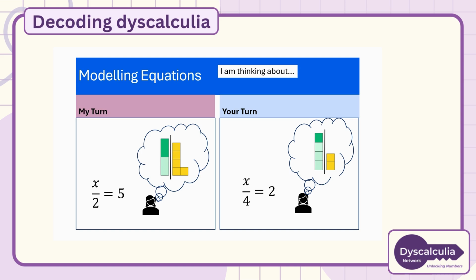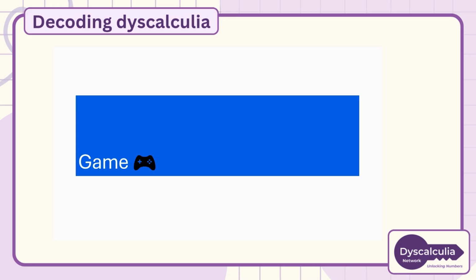Did you get this? Were you thinking about a positive x tile divided into 4 equal parts? One of those parts has been shaded darker to show x divided by 4. A vertical line to represent the equal sign and 2 positive integer tiles. Well done if you did.